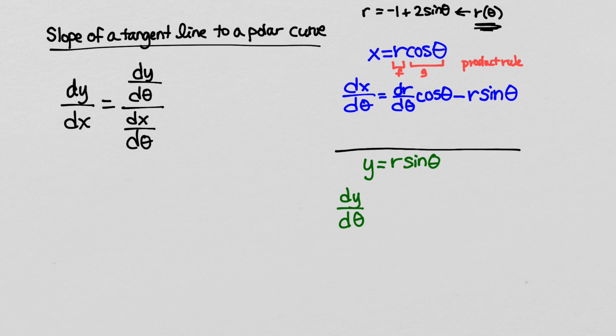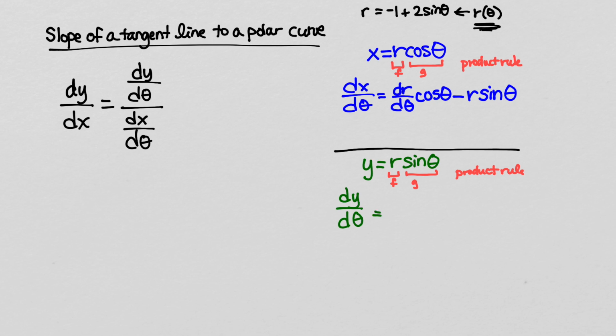Same thing down here. R is a function of theta, and sine is a function of theta. So again, I have to use the product rule to find the derivative of y with respect to theta. Derivative of the first times the second plus the derivative of the second times the first. So it's dr d theta times sine theta, plus r times the derivative of sine theta, which is just cosine theta.